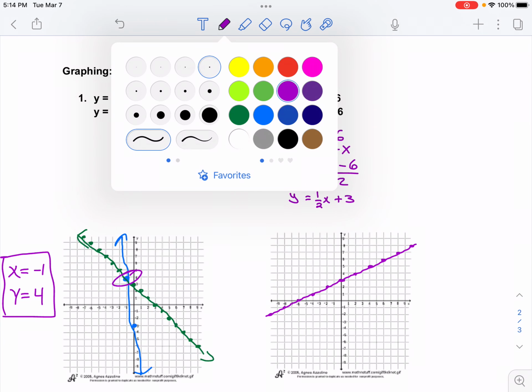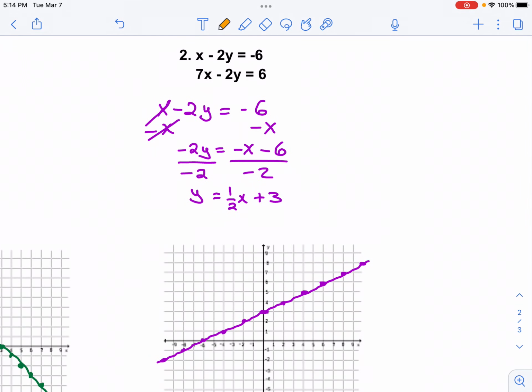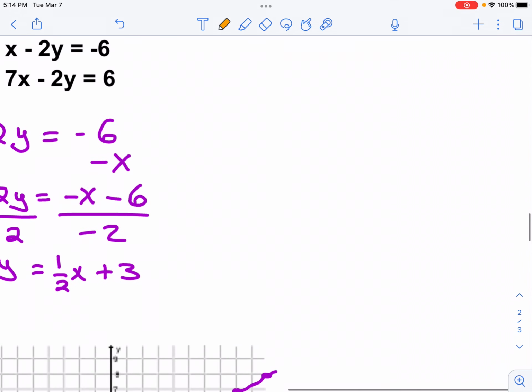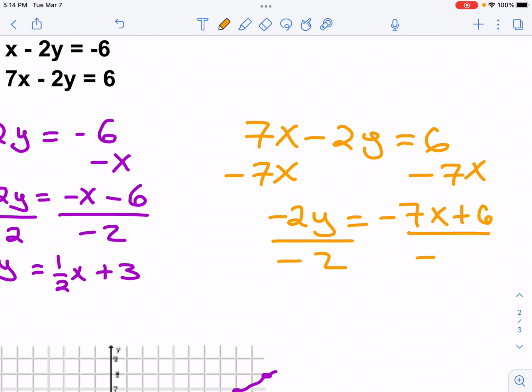So what we need to do now is, let's go with orange. We can take this second equation and do the same thing we just did. Is y alone? No. So we need to get y alone. So we're going to rewrite it: 7x minus 2y equals 6. And now we've got to move the 7x to the other side. We're going to get negative 2y equals negative 7x plus 6. And then we're going to divide both sides by the negative 2. We're going to get y equals 7 over 2 x.